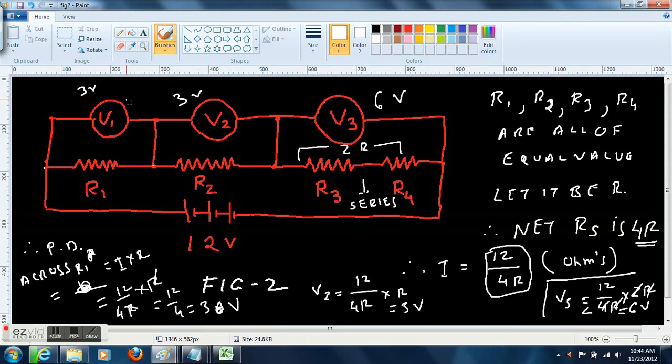Now let us add up. 6 volt in V3, 3 volt in V2 and 3 volt in V1. So 6 plus 3 plus 3 comes to 12 volt, which is the potential difference of the battery.